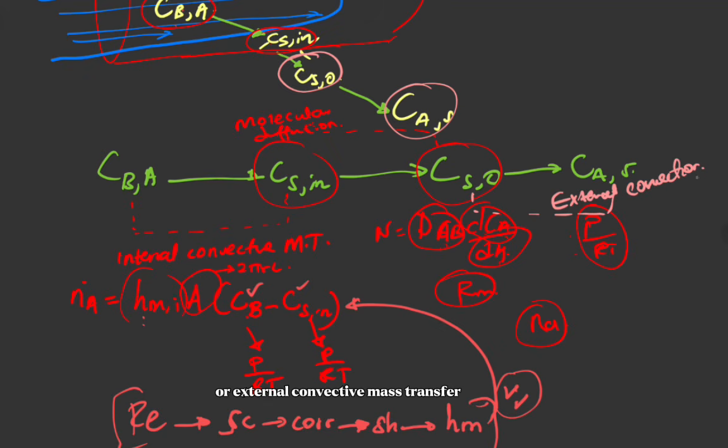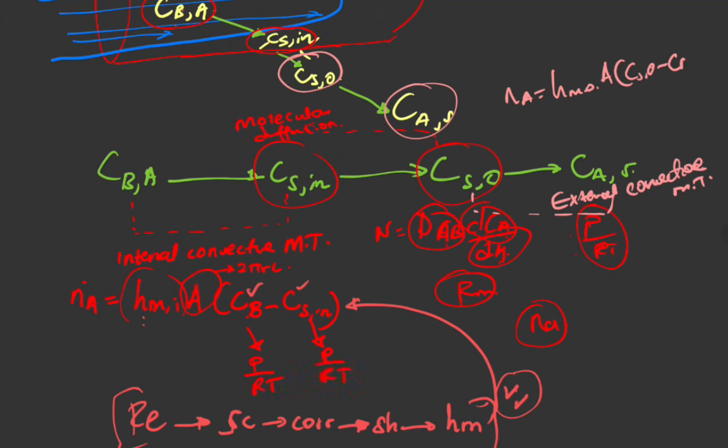Or external convective mass transfer. And the formula for this remains. N_A is just your h_m, which means your mass transfer coefficient for external convection, and then the area times C on the surface, outer, minus C in the surrounding. And then you just need to find now h_m.